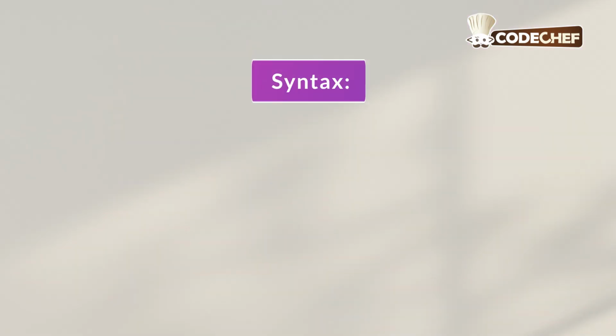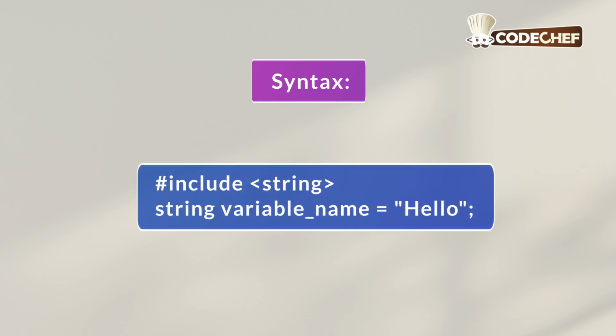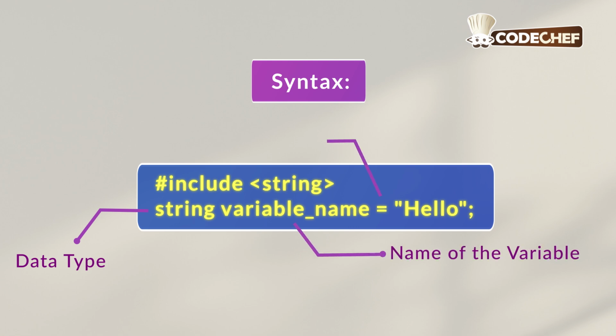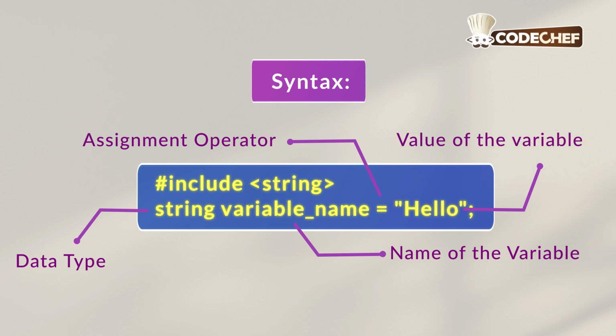Coming to the syntax, as I told you, we have to include the header string or iostream. So here we have written #include <string>, and then string name = "Hello"; So here string is the data type, name is the variable name, = is the assignment operator, and the value of the variable name is Hello, then semicolon.